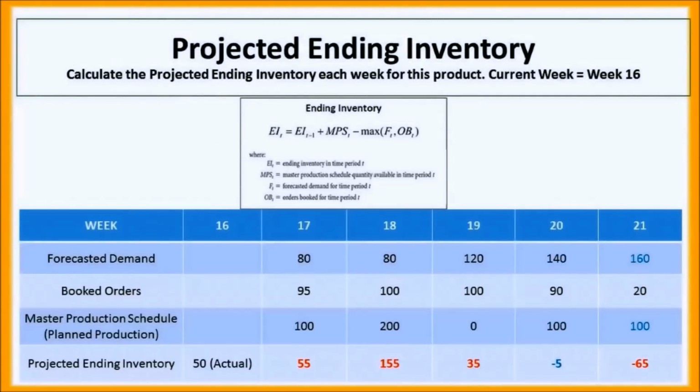For the final week, week 21, we take the ending inventory from the previous week, which is negative 5, plus the master production schedule of 100, minus the maximum of either the forecasted demand or the booked orders. In this case, the maximum between those two is the forecasted demand at 160. So we take negative 5 plus 100 minus 160 gives us a negative 65. So it looks like in 5 weeks, we are going to be running into potentially some serious problems. And so that is something that the supply chain group will need to look at and begin to problem solve.